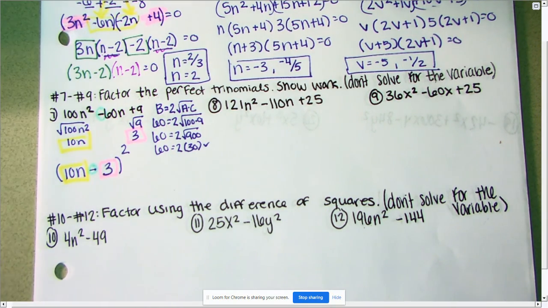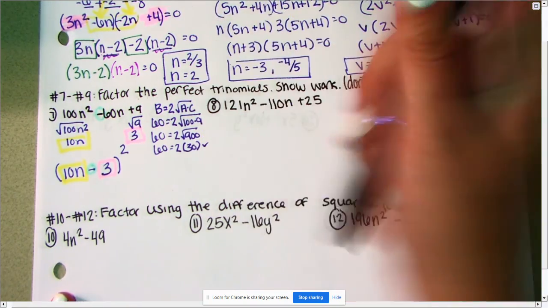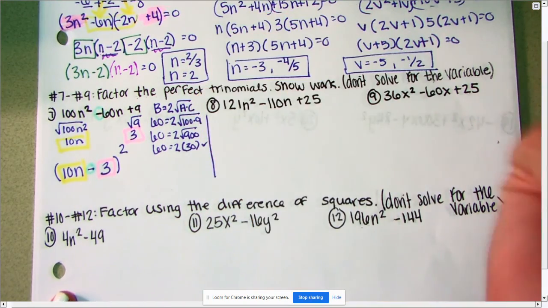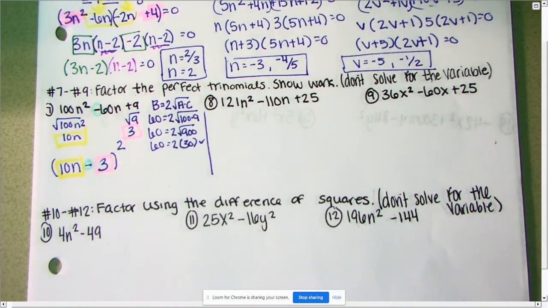That's it. You would get the same answer by factor by grouping, but this is a lot faster and you don't have to worry about factors. Also, we don't have to solve it because there's no equal sign. You only solve problems if there is an equal sign, and there is not one.